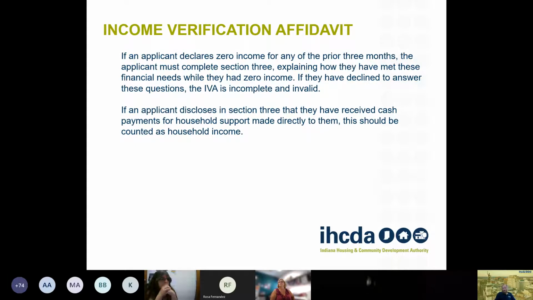If an applicant discloses in Section 3 that they have received cash payments for household support, and those cash payments have been made directly to them rather than to a third party such as landlord, utility, store, etc., then those cash payments made directly to them do need to be counted as household irregular income.